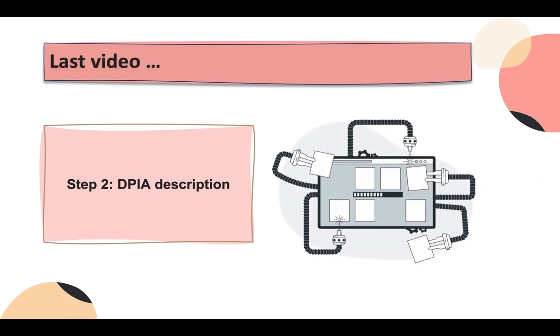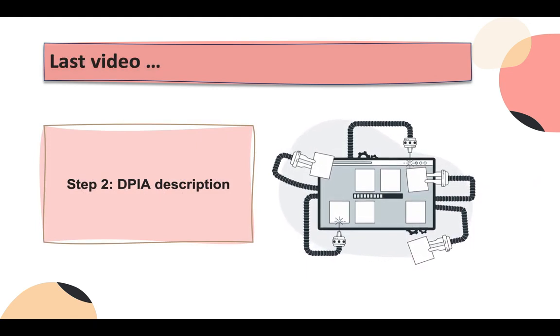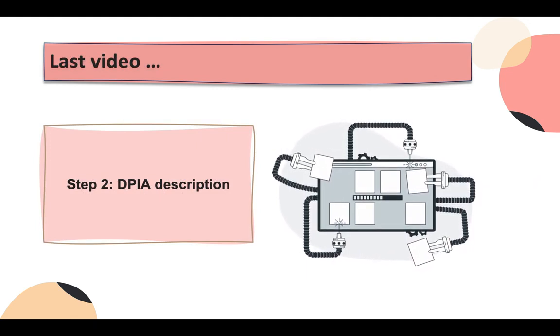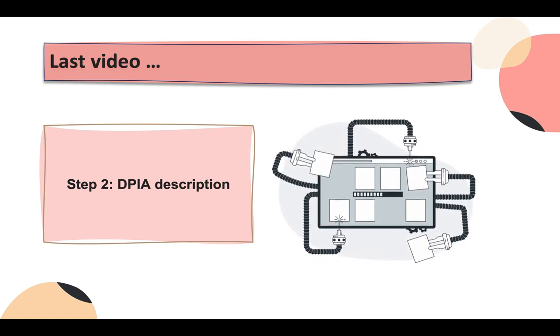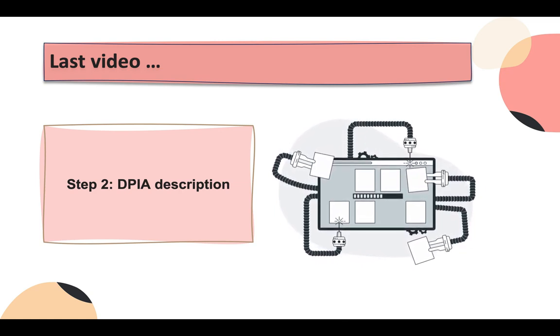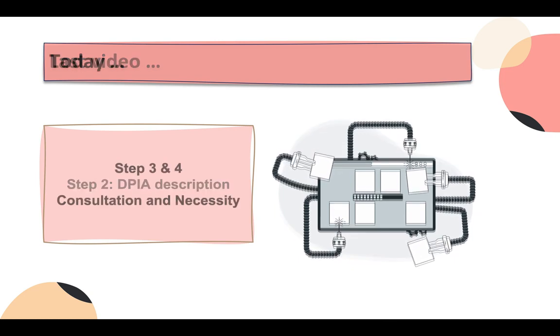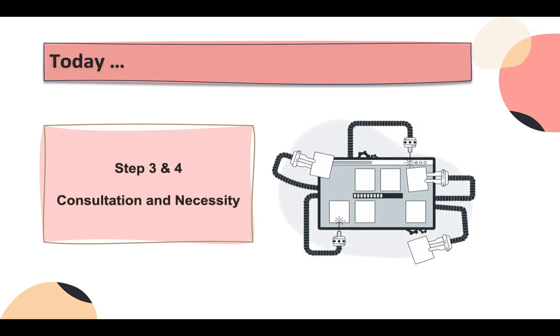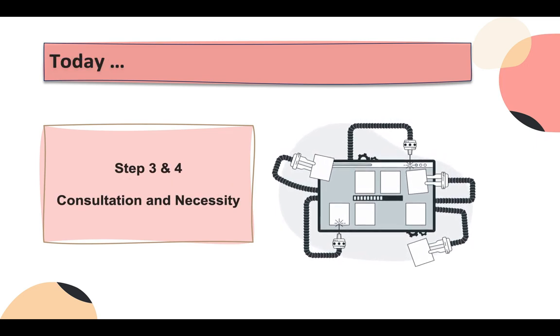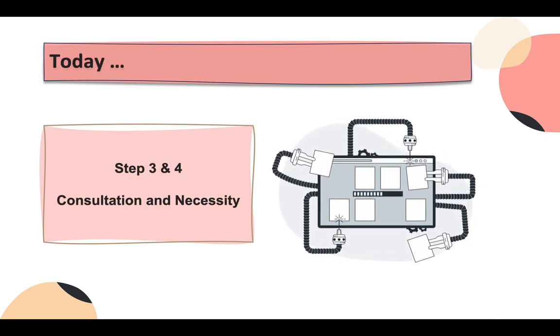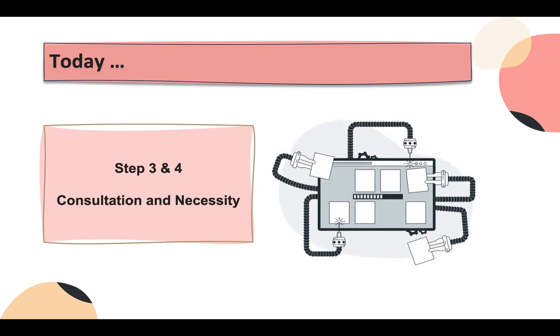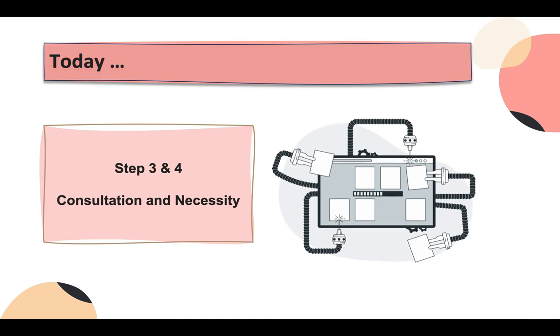In the last video, we talked about Step 2, which dealt with how to best describe your DPIA and not miss out on any of the important details. In this video, we will talk about Steps 3 and 4, where we will discuss the involved consultation process with the stakeholders and assessment of necessity and proportionality of the processing. So without further ado, let's get right to it.